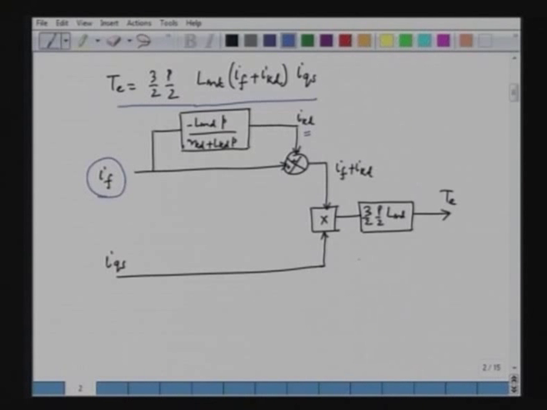So, we will see the response here. The response will look like this. What we are trying to do here is to change If. We are giving a step change in If. In this case, this is our t axis, this is origin.